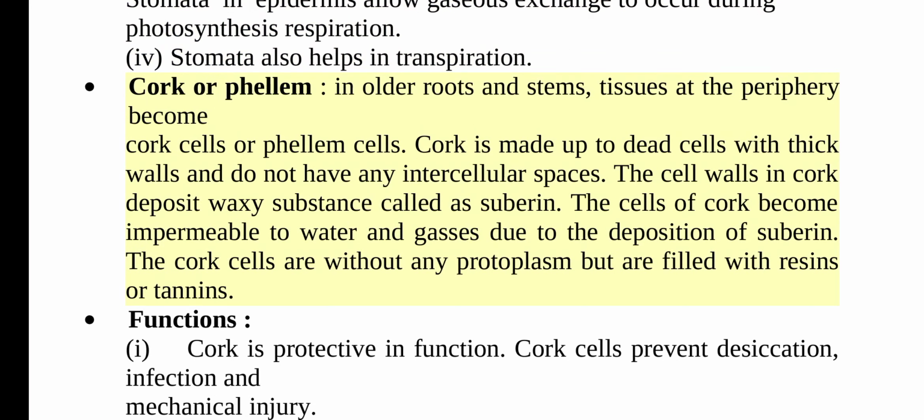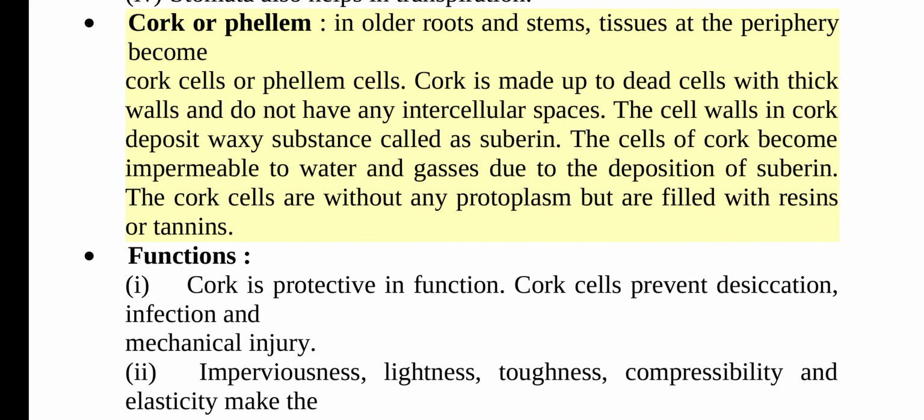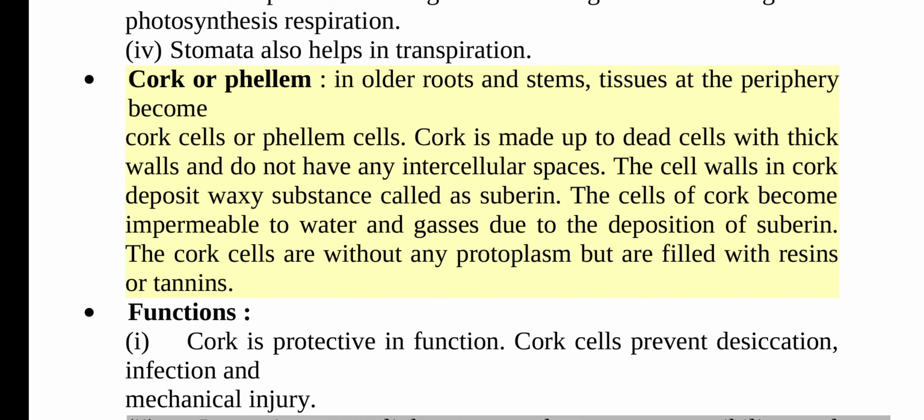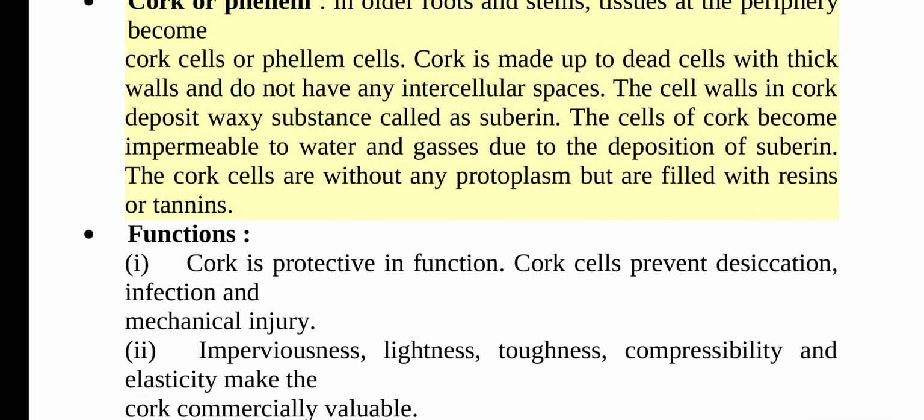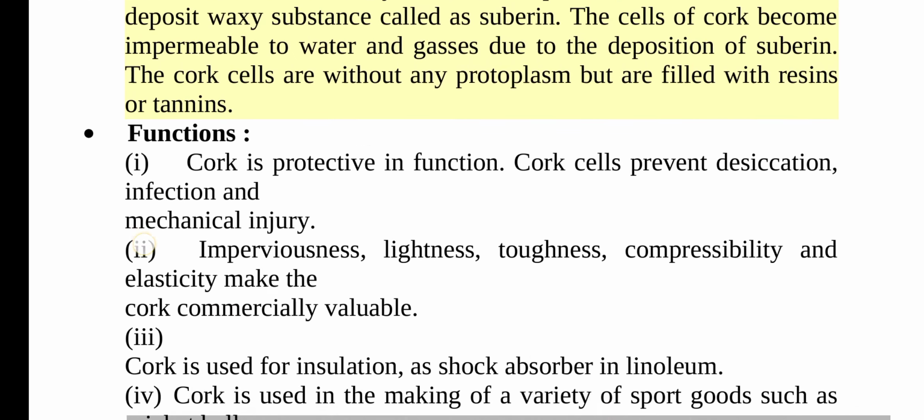Cork or phellem. In older roots and stems, tissues at the periphery become cork cells. Cork is made up of dead cells with thick walls and does not have any intercellular spaces. The cell walls in cork deposit a waxy substance called suberin. The cells of cork become impermeable to water and gases due to the deposition of suberin. The cork cells are without any protoplasm but are filled with resins or tannins.